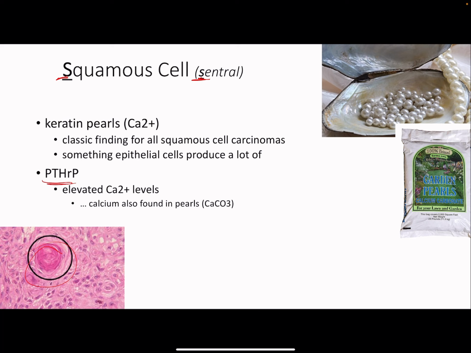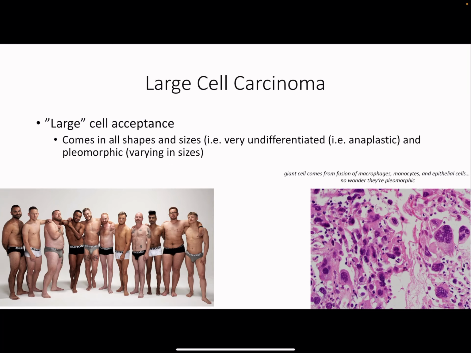Also, they're going to be parathyroid hormone-related protein enriched. These are going to elevate calcium levels. Calcium also found in pearls. Pearls make calcium carbonate. So lots of calcium, and then you have these keratin pearls, which is going to be diagnostic.